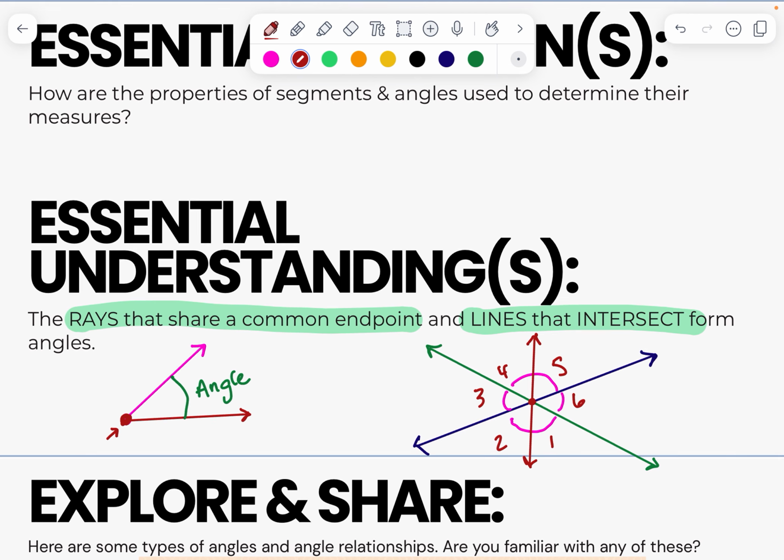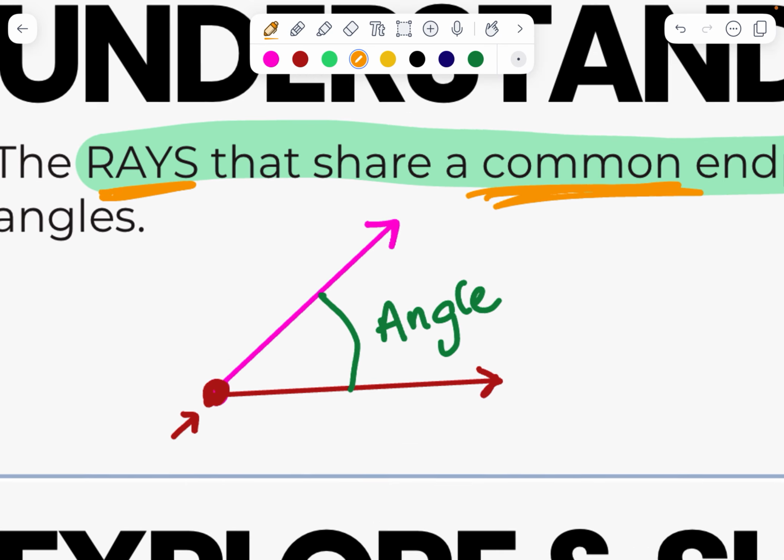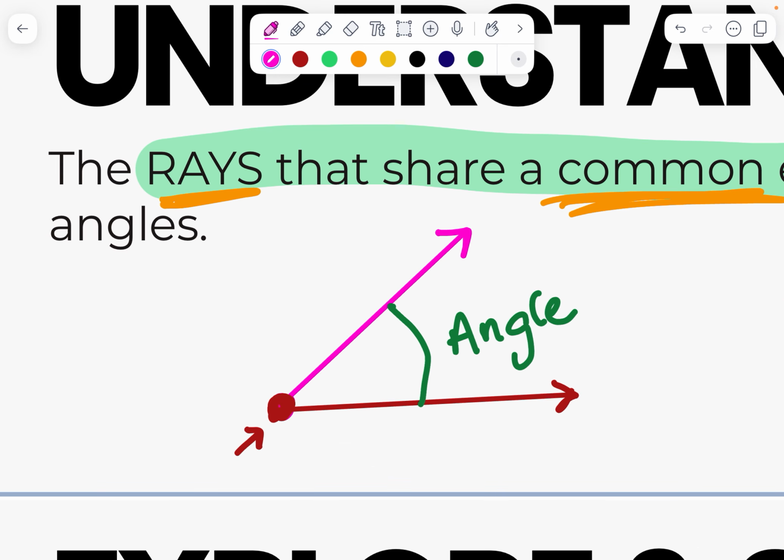class. So the essential understanding is when rays share a common endpoint, that forms an angle. So if I look here, see how I have this pink ray here, and it is sharing an endpoint with this red ray, and so that's what we call a common endpoint. Since they have that common endpoint, between them is formed an angle, all right?